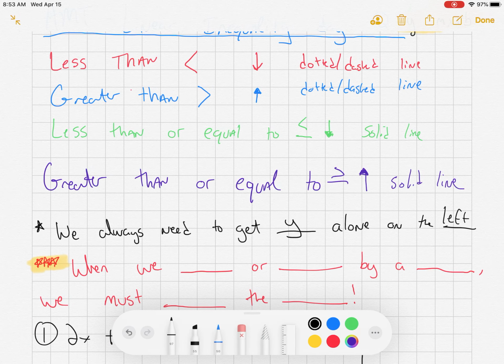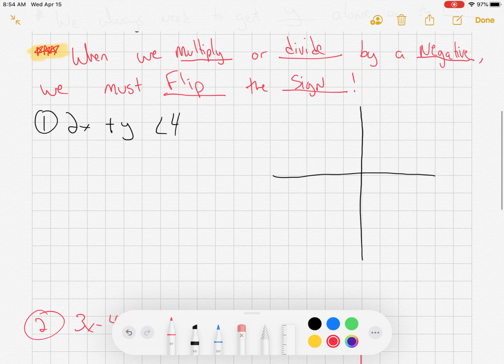Okay, next up, we are in red with triple stars and an alarm bell. Whenever we multiply or divide by a negative number, some of you have that bell going off in your head again, we must flip the inequality sign, flip the sign. So whenever you multiply or divide by a negative number, we must flip the inequality sign. One of our examples we'll go through will have that negative number that we have to flip.